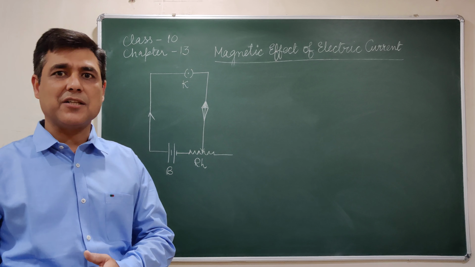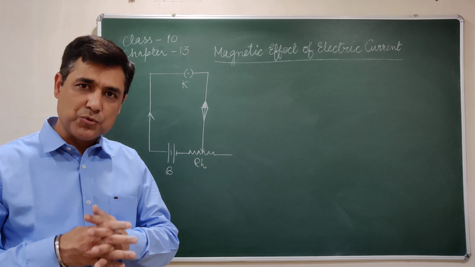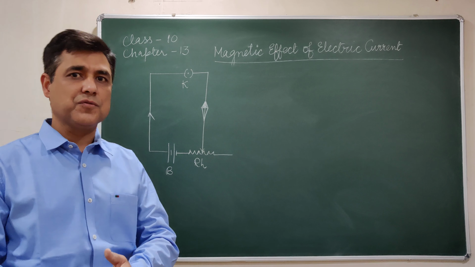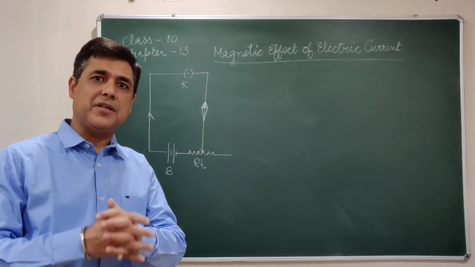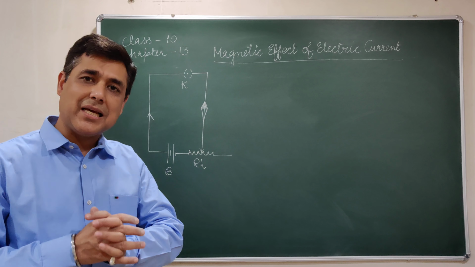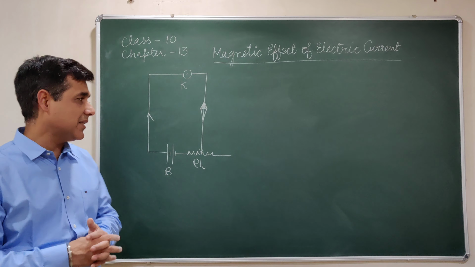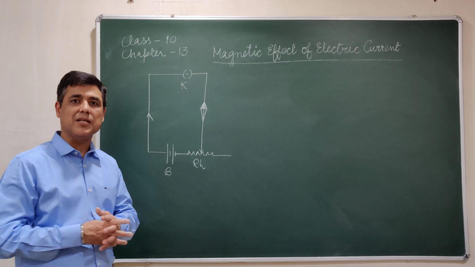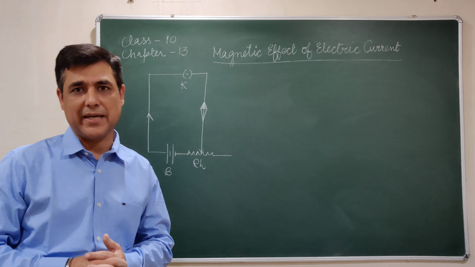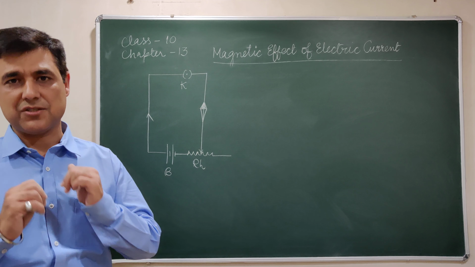When electricity is passed through a conductor, when charges move through a conductor, when electrons move through a conductor, because of their movement, along with the electric field, they also generate a magnetic field. This is known as the magnetic effect of electric current.